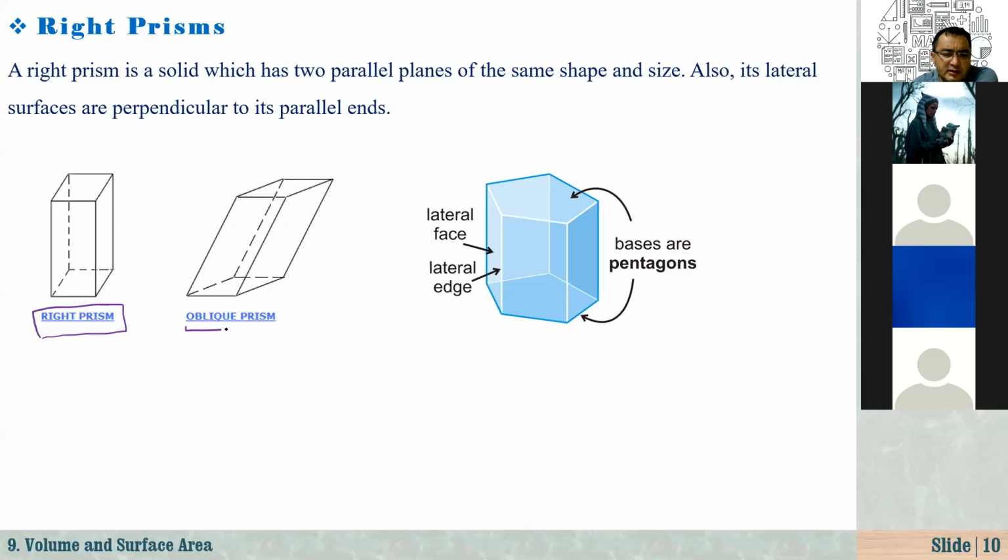We call this oblique. That's not perpendicular to the ground. Okay. So if you draw this, as you see here, this angle is not 90 degrees. That's why we call this oblique. And how about the other one?